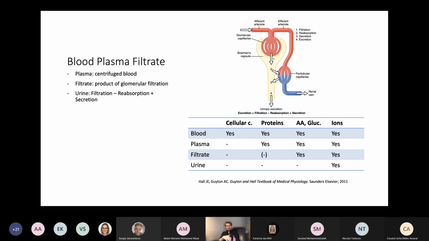Filtrate is what happens in the kidney, which is basically that cellular components and proteins mostly remain in blood, but we can filter out amino acids and glucose. And what actually ends up in urine is only the ions, and some of them. Everything else is retained in the kidney.